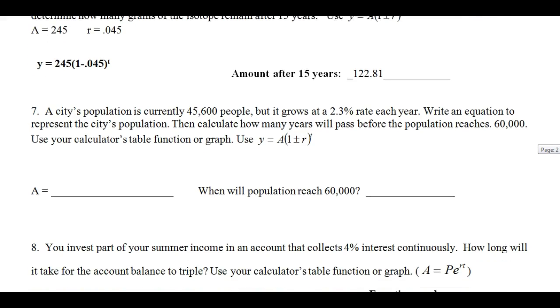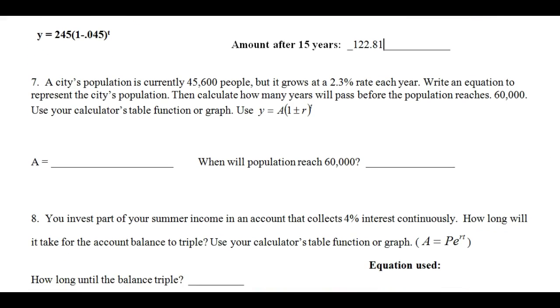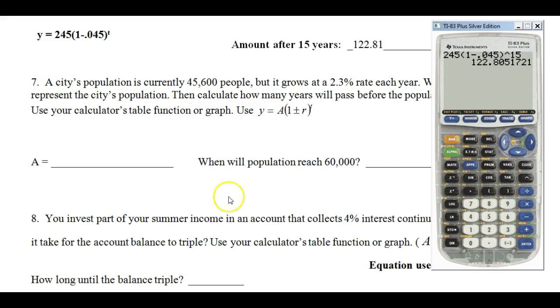Number 7 is going to be similar. The city's population is currently 45,600 people, but it grows at a rate of 2.3% per year. Write an equation to represent the city's population. Then calculate how many years will pass before the population reaches 60,000. Use your calculator's table function or graph. Well, we will absolutely use its table function.